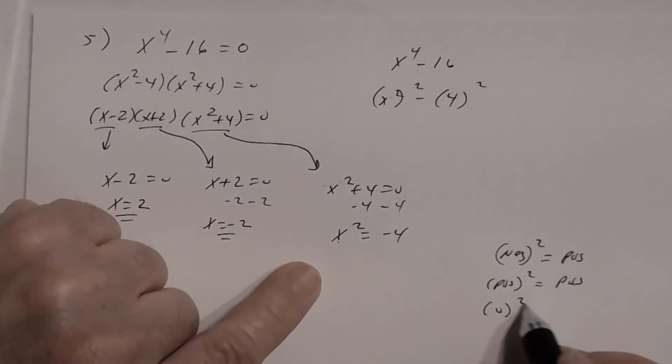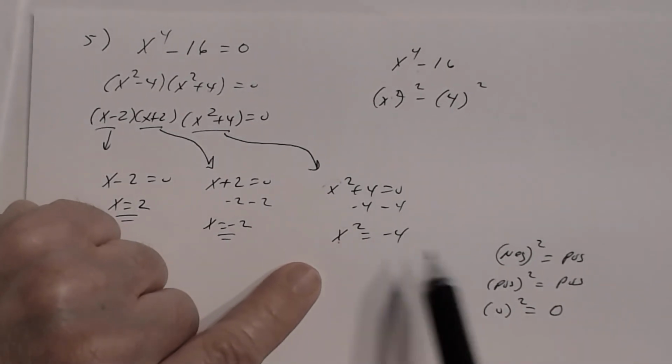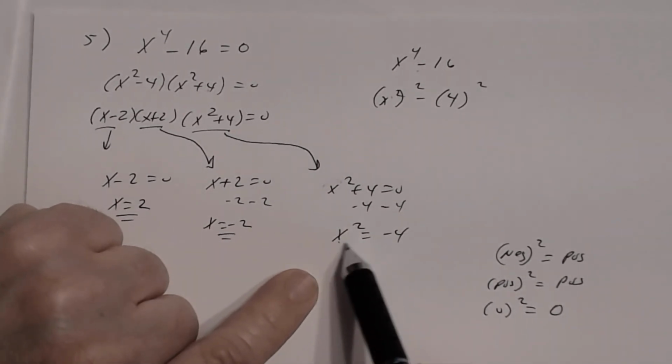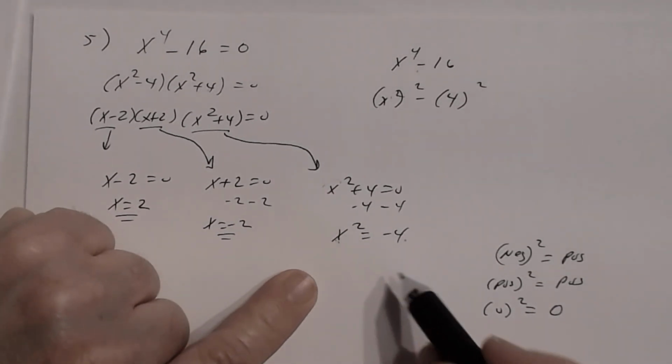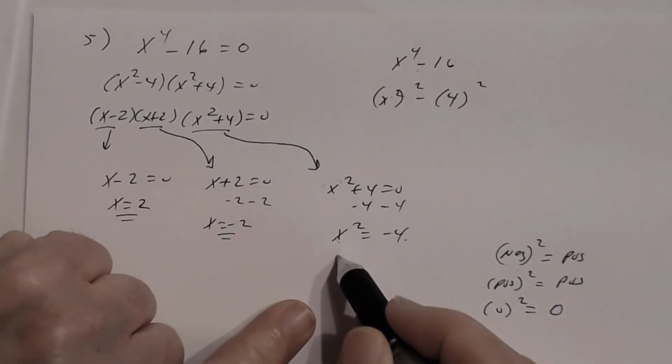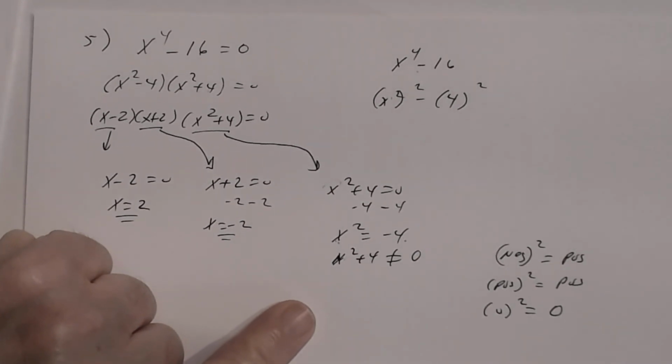If x is 0 and I square it, what do I get? 0. Well, that's not negative either. So here's a question I'm going to ask you. Is x squared ever going to be negative? Nope. It's never going to be negative. So x squared plus 4 is never equal to 0.